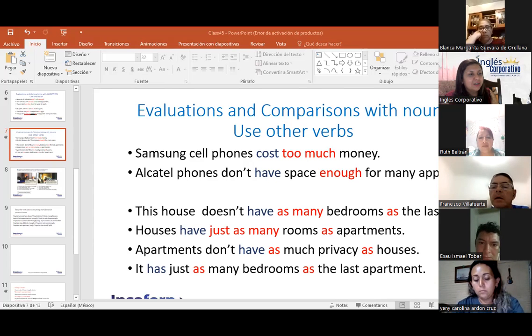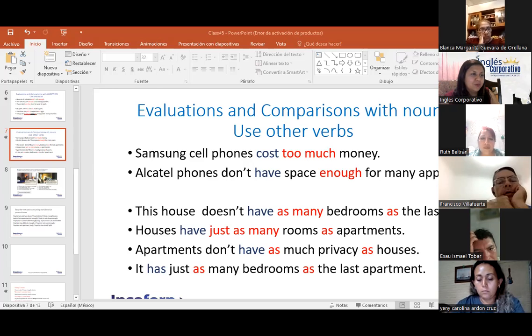The pupusas are... Okay, so in that case, you are saying that pupusas are more delicious than tacos, but in this case, we are comparing at the same level. Or maybe you can say tacos are not as delicious as pupusas. So pupusas are more delicious. My house doesn't have as much privacy as the last house, okay? Another example, chocolate is as bad for you as soda, right?